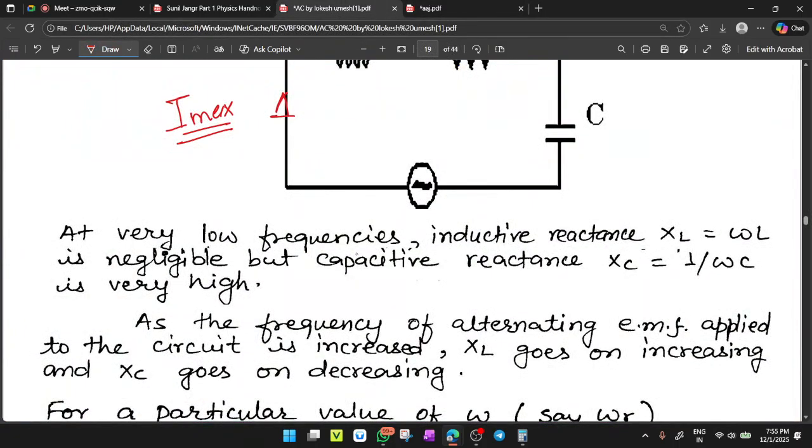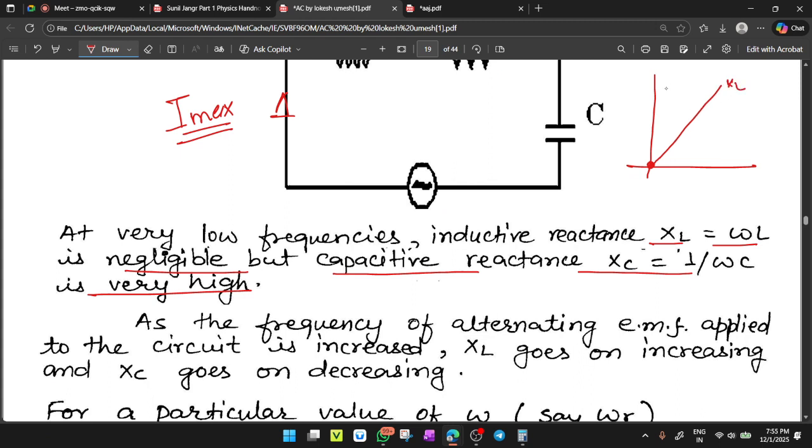So at very low frequencies, inductive reactance XL equals omega L is negligible, but capacitive reactance XC equals 1 upon omega C is very high. So yes, you see the graph here. XL is very low at the start, and it is increasing.